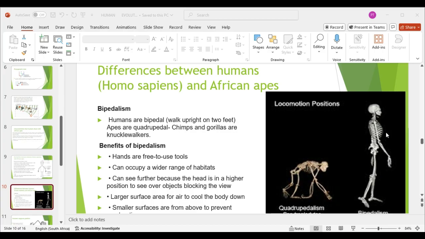So the benefits of bipedalism: the hands are free to use for tools. We can occupy a wider range of habitats, and can see further because the head is in a high position to see over objects blocking the view. There's a large surface area of the body exposed to the air to cool the body down. And then also a small surface area exposed to the sun from above.